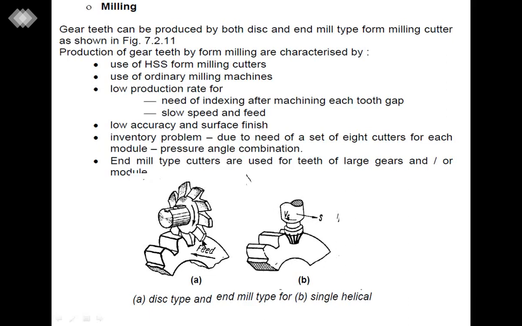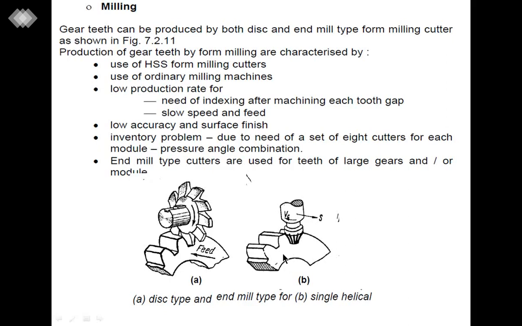So the disc type cutter is used, having a number of cutters on this disc type cutter. It can cut the tooth gap on this gear blank. After cutting the teeth gap, it can be indexed for the next gear tooth gap manufacturing, and continues to cut the teeth gaps till the end of all the teeth.